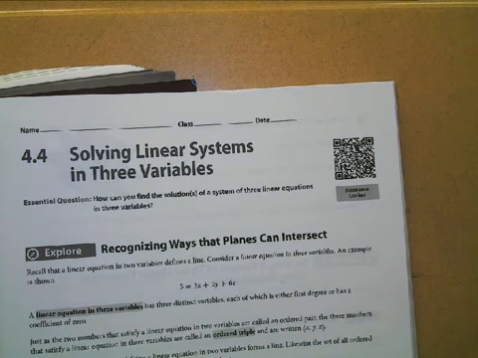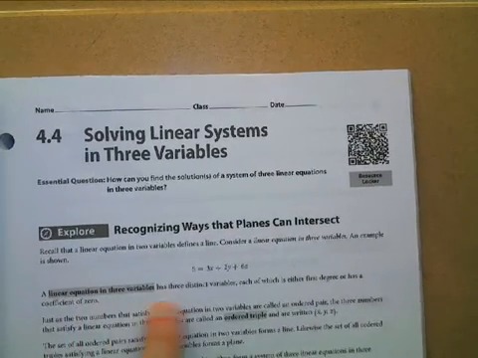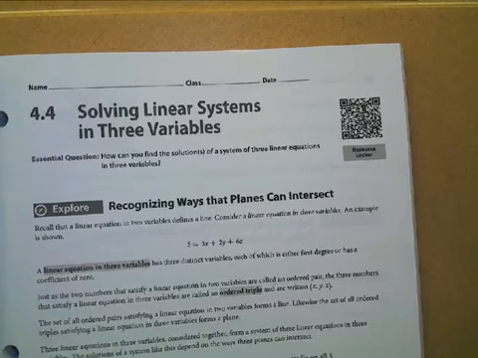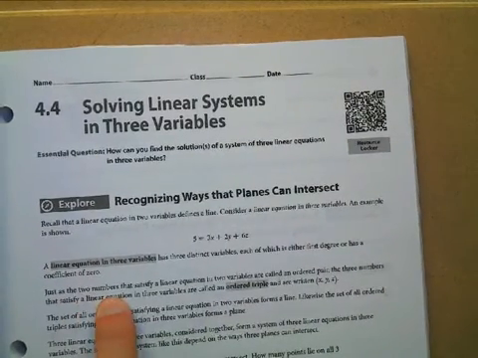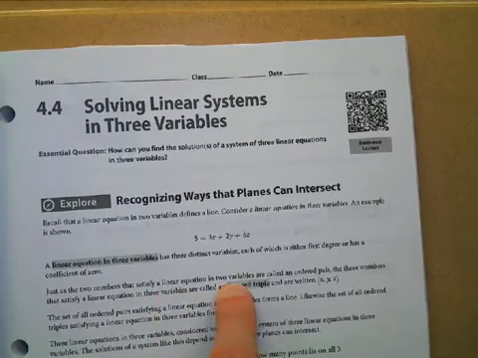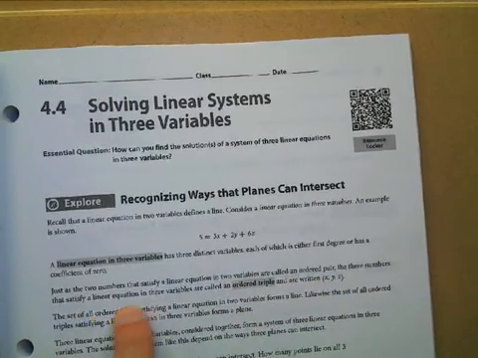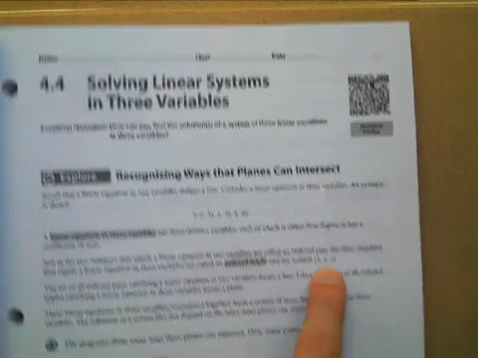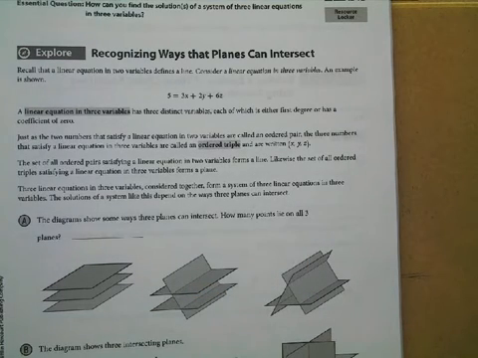So this is where you're going to want to have your graphing calculators handy, because we're going to be using those to help us. All right? So a linear equation in 3 variables has 3 distinct variables, each of which is either first degree or has a coefficient of 0. Okay? Just as the 2 numbers that satisfy a linear equation in 2 variables are called an ordered pair, the 3 numbers that satisfy a linear equation in 3 variables are called an ordered triple and are written x, y, and z.